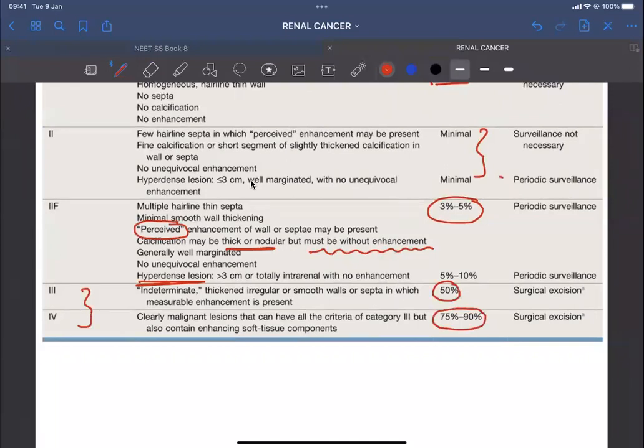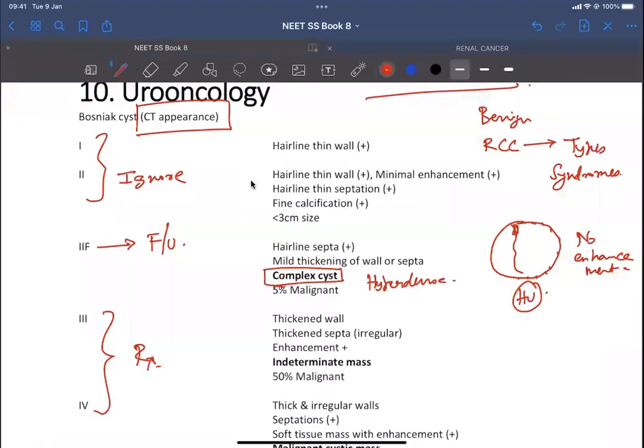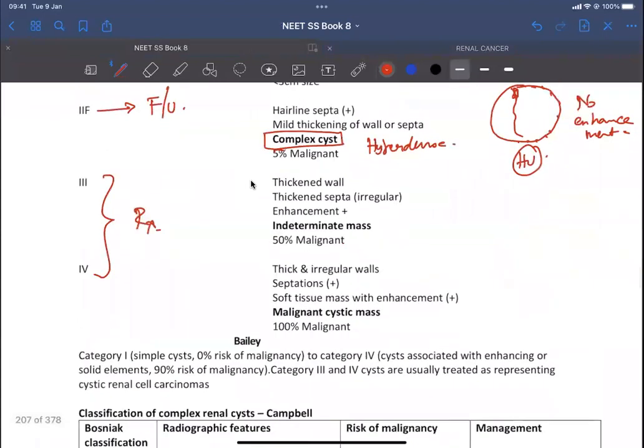So from your point of view, what you need to know: type 1 and 2, ignore. Type 2F, you need to follow up. Type 3 and 4, it's green.